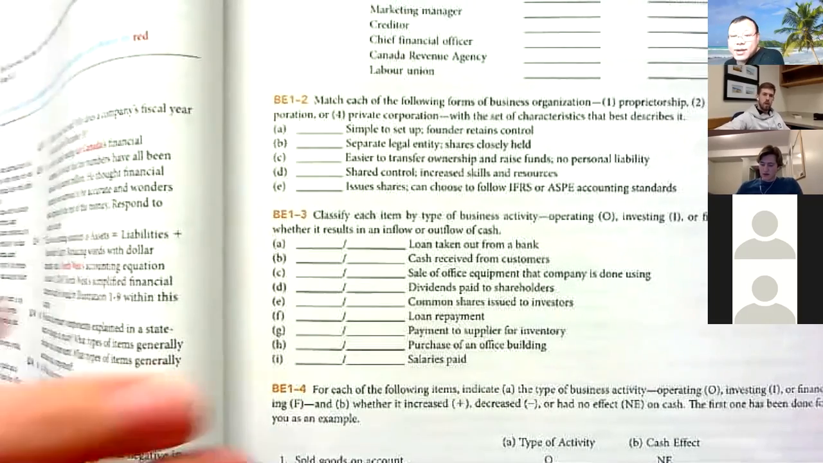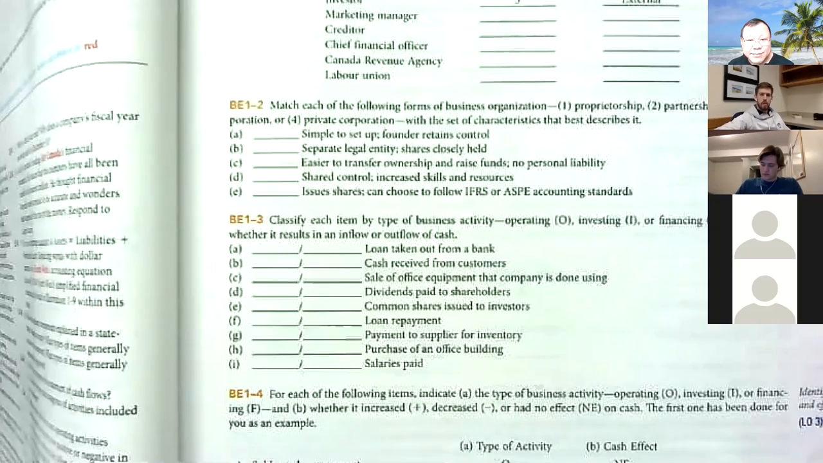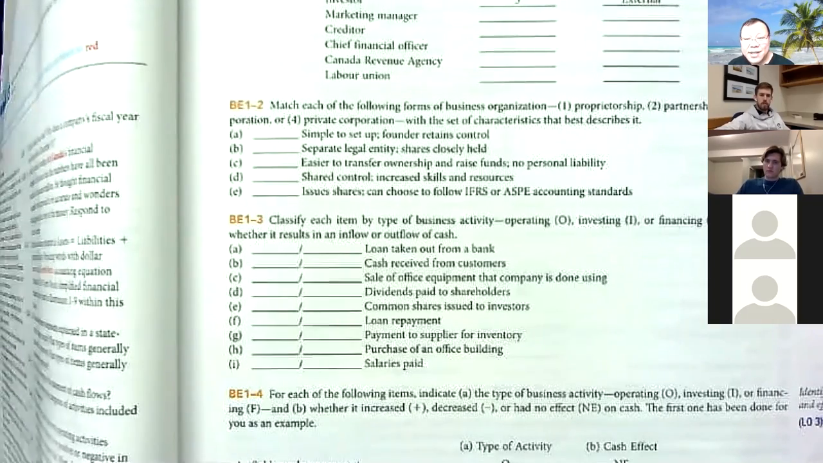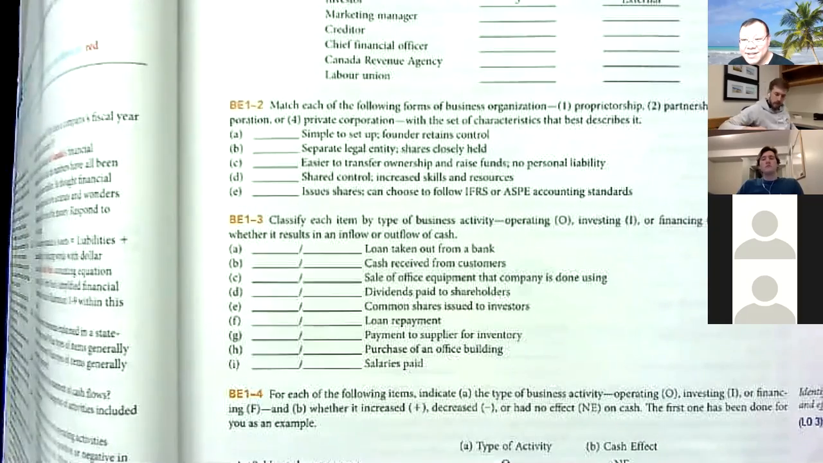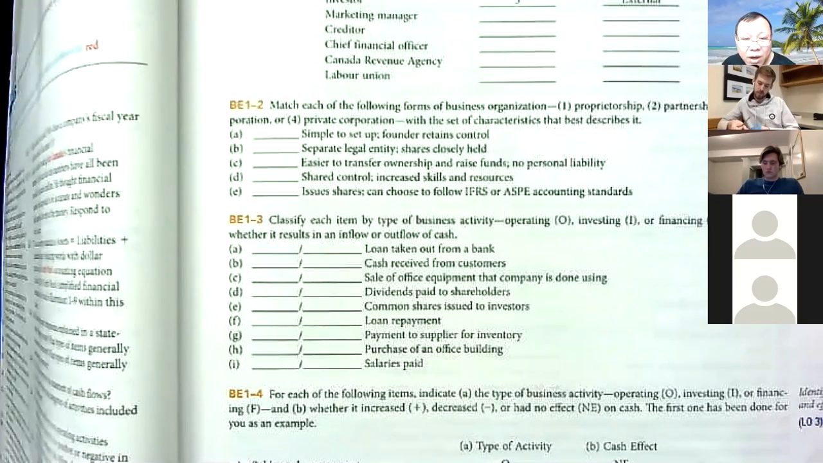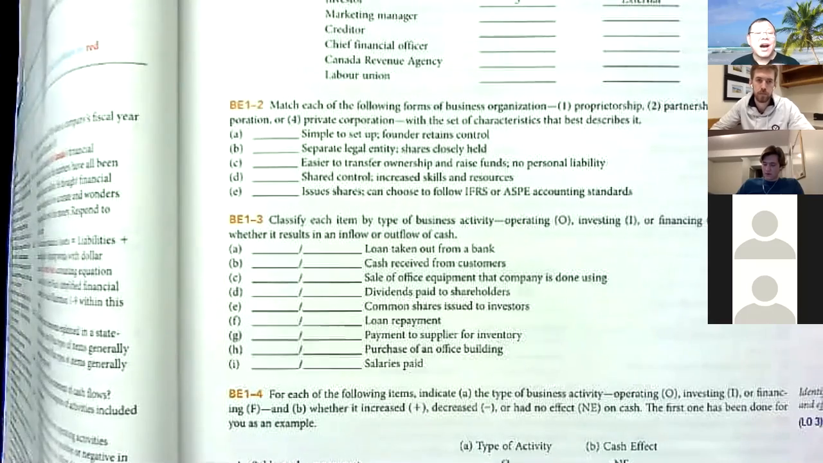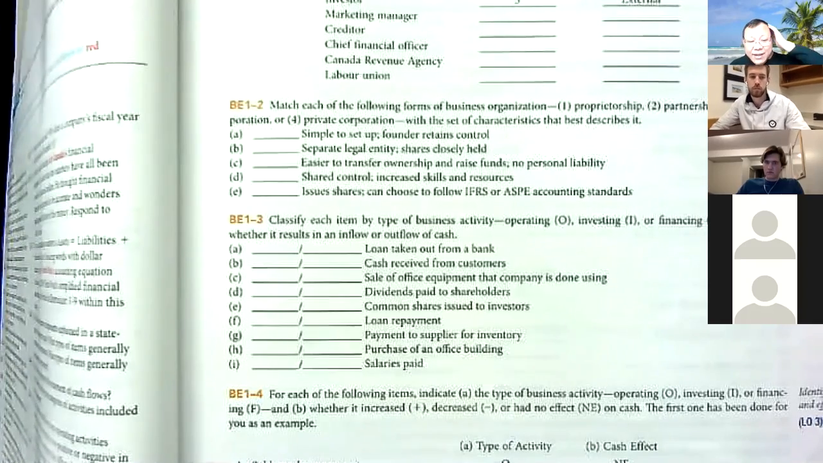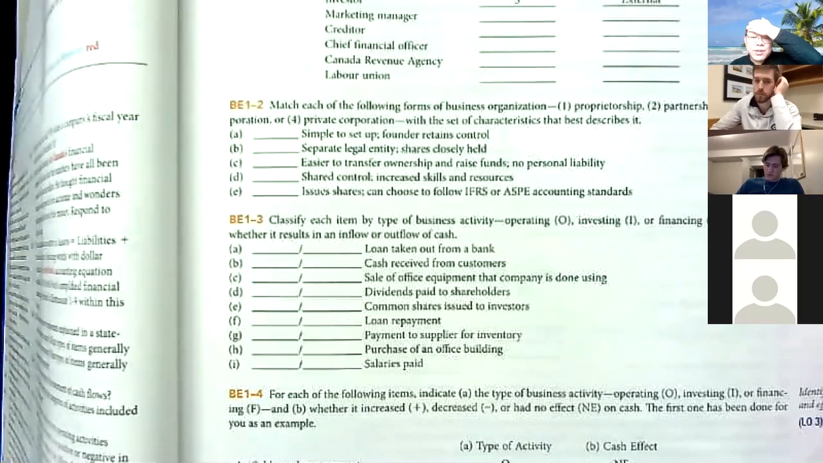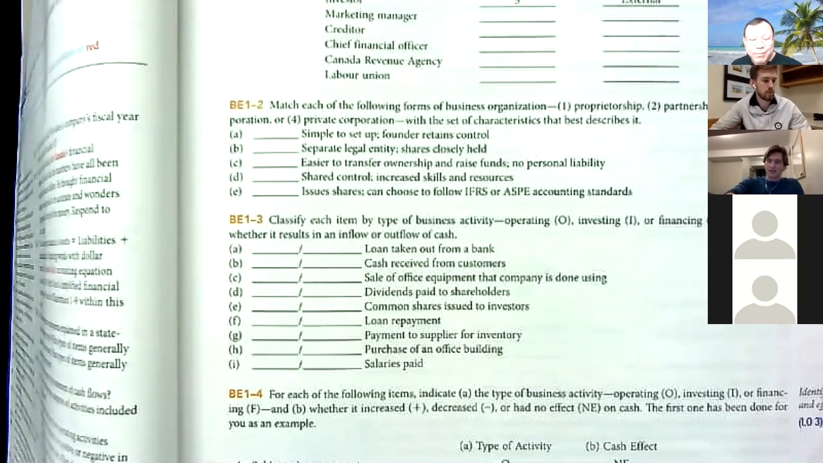BE1-3, okay. Let me see. Classify each item by type of business activities, operating, investing, or financing, and also indicate whether it results in an inflow or outflow of cash. Inflow means you receive the cash. Outflow means you pay the cash. So let's take a look at the first example. A loan taken out from a bank. So it'd be financing and inflow.